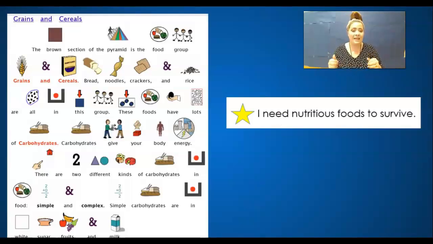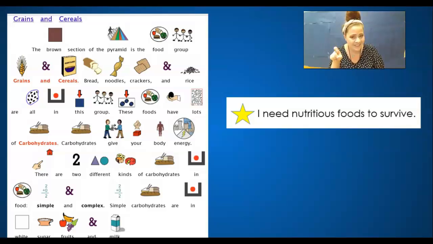Our next section is about grains and cereals. Do you remember grains and cereals from our vocabulary page? Well, the brown section of the pyramid food group is called grains and cereals. Bread, noodles, crackers, and rice are all in this food group. These foods have lots of carbohydrates. Carbohydrates give your body energy. There are two different types of carbohydrates in food, simple and complex. Simple carbohydrates are in white sugar, fruits, and milk.